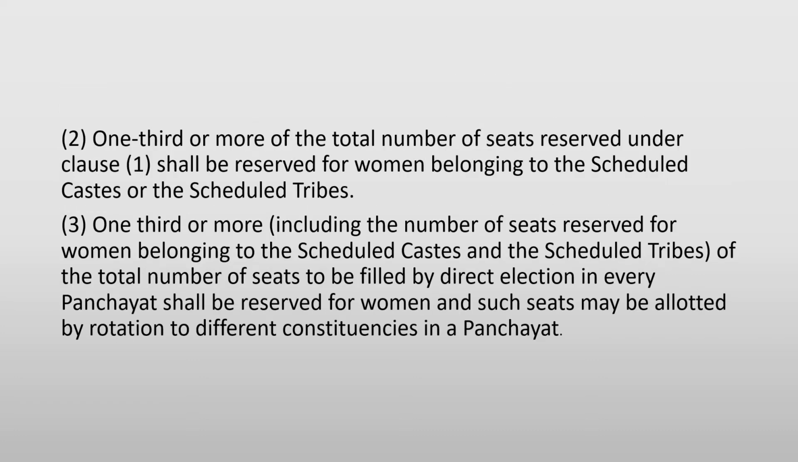One third or more of the total number of seats reserved under Clause 1 shall be reserved for women belonging to the scheduled castes or scheduled tribes. One third or more, including the number of seats reserved for women belonging to scheduled castes and scheduled tribes, of the total number of seats to be filled by direct election in every panchayat shall be reserved for women, and such seats may be allocated by rotation to different constituencies in a panchayat.